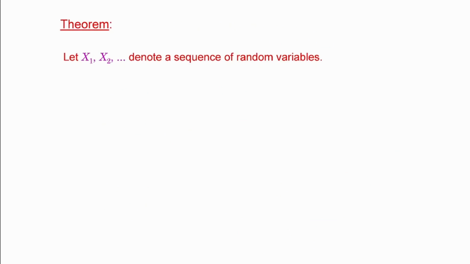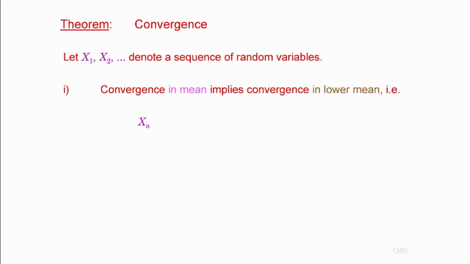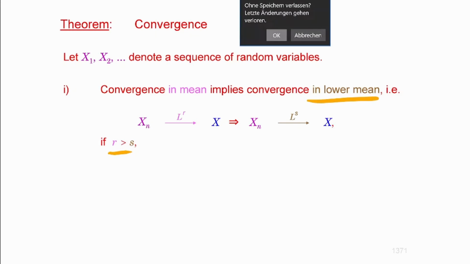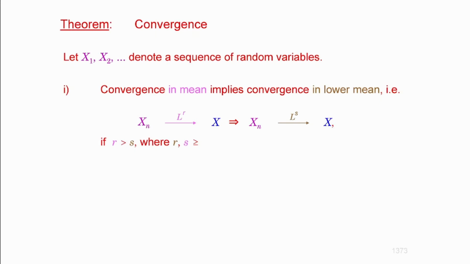Now, I'm going to prove the others. First off, I'm going to show you that convergence in mean implies convergence in lower mean. Here it is: if R is greater than S, then S is the lower mean. That's going to be the first one. Both are at least 1.